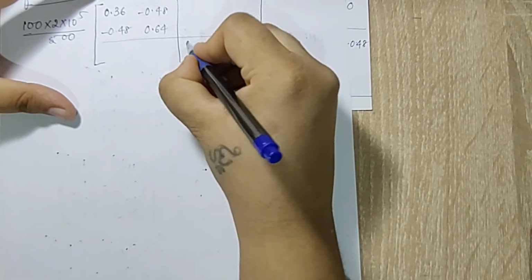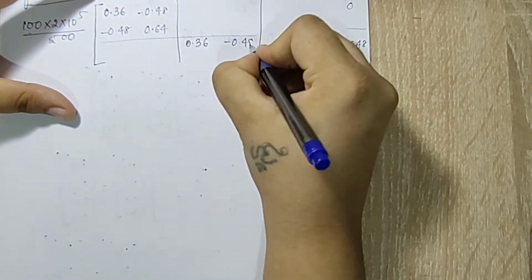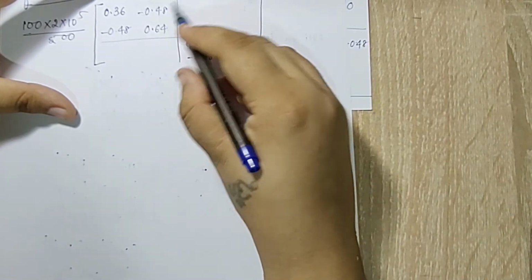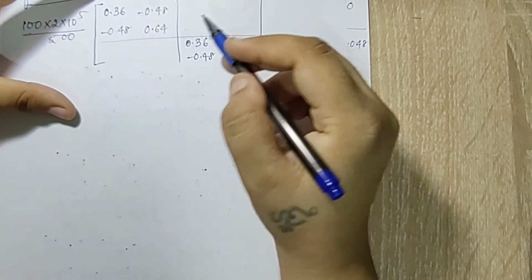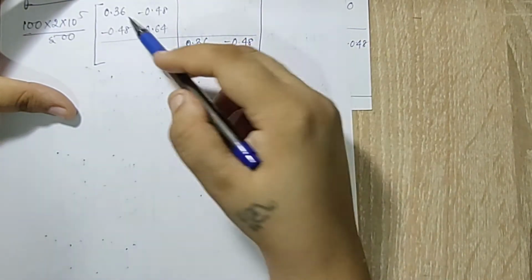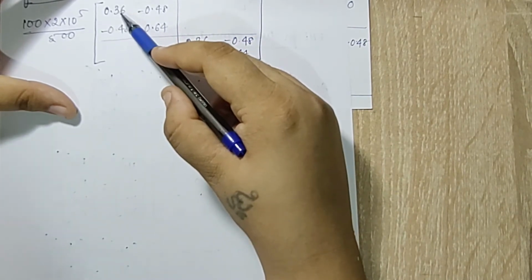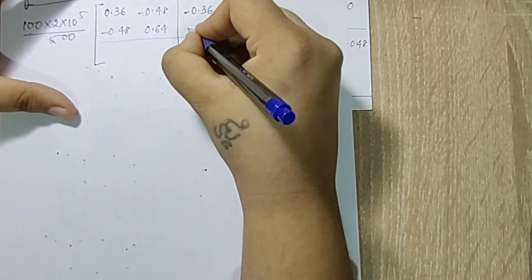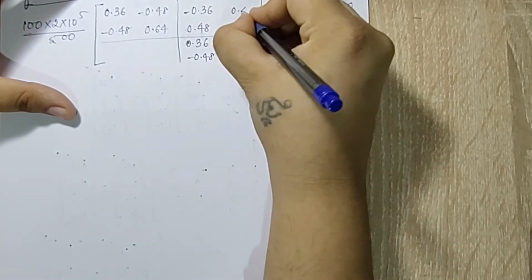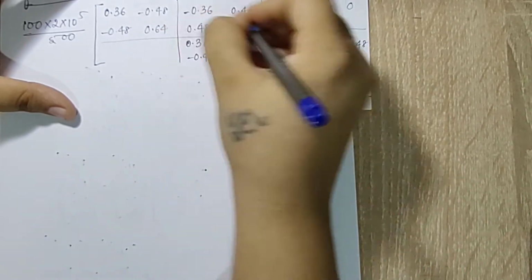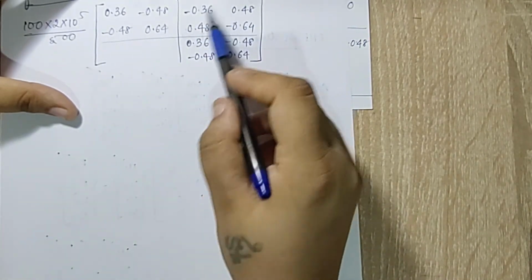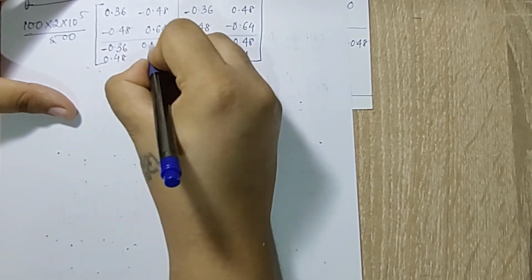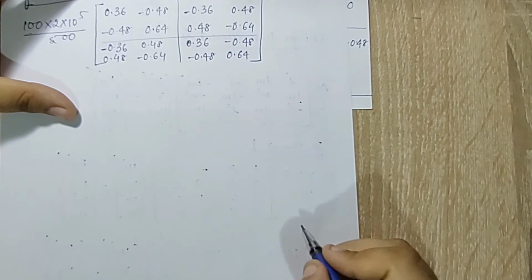Whatever I have written here, I'll copy at this end. 0.36, minus 0.48, minus 0.48, 0.64. Now, it is very important to be careful in this part especially, because now there are more numbers. Whatever number I have written here, just multiply with a negative 1 and substitute here. So this will be minus 0.36. This is 0.48. This will be 0.48 and minus 0.64. Just take the negative of each value here. Whatever I have written here, I am going to just copy here. So minus 0.36, 0.48, 0.48 and minus 0.64.